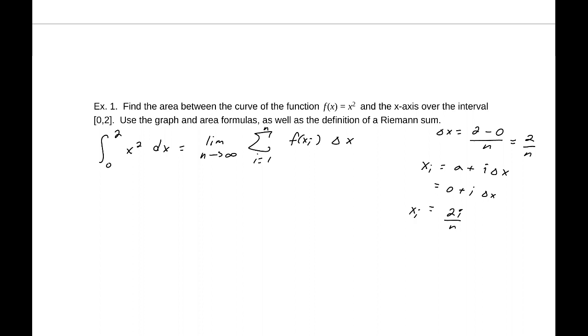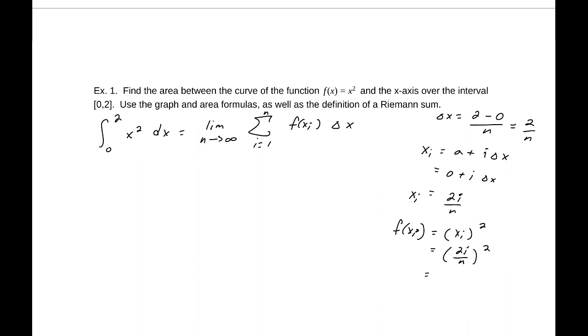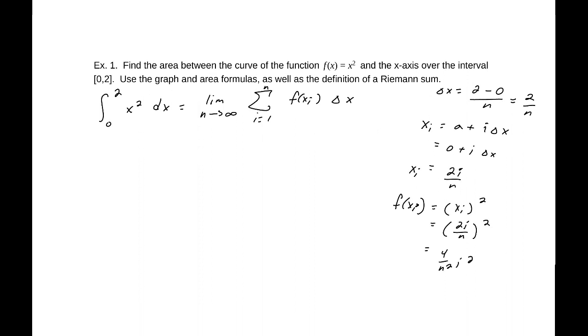Alright, so we'll take that. Now, f of xi, we need to find out what this is. Well, our function is x squared. So this would be our xi squared, but xi is 2i over n squared, making our f of xi equal to 4 i squared over n squared. Let's put that in the numerator. Alright, so this will be the limit as n goes to infinity, sum i equals 1 to n, of 4i squared over n squared times our delta x. Delta x was 2 over n.